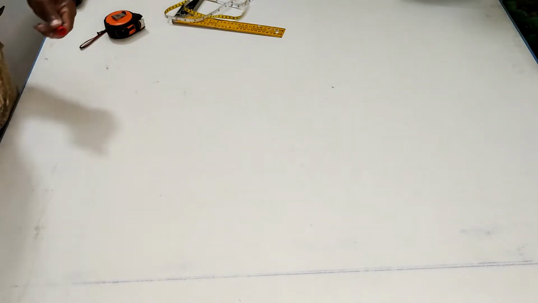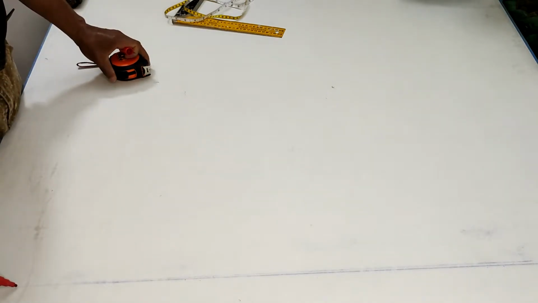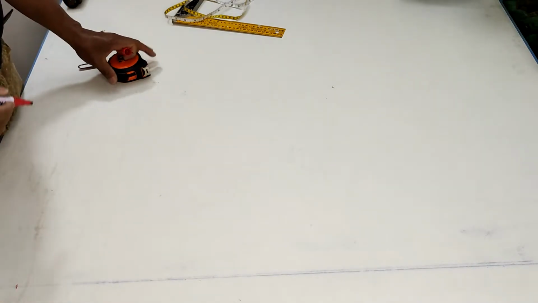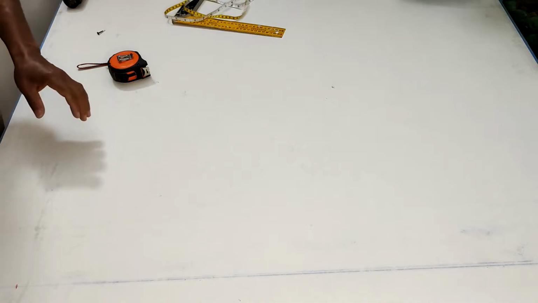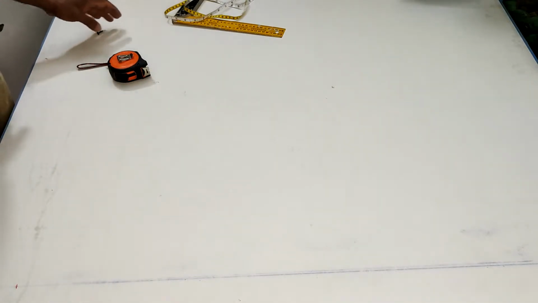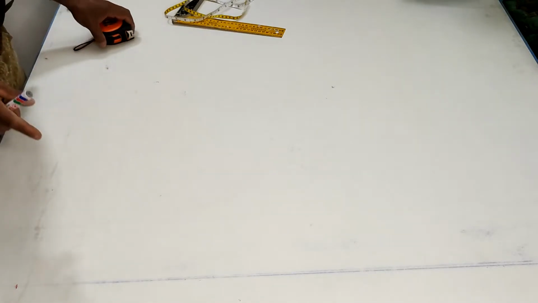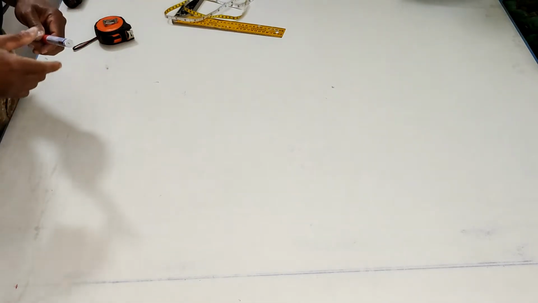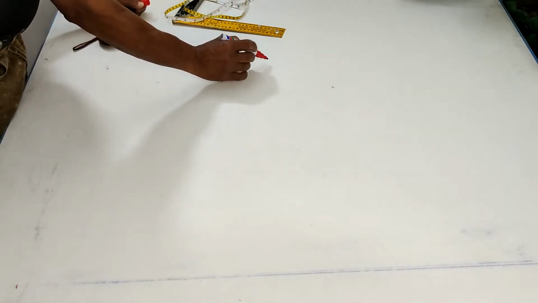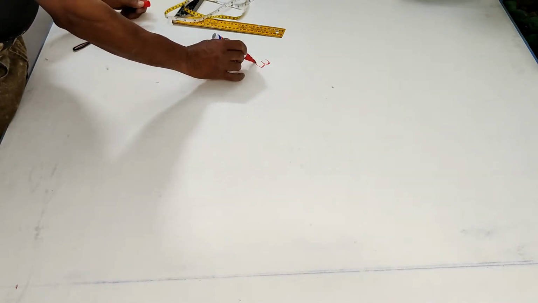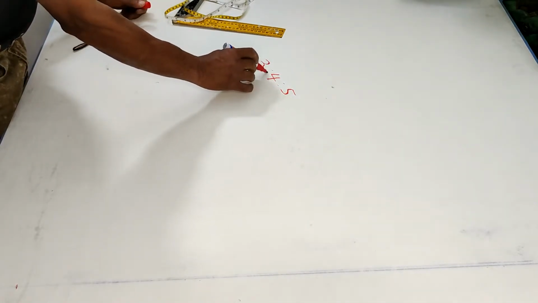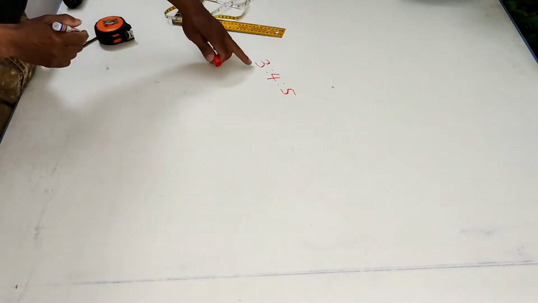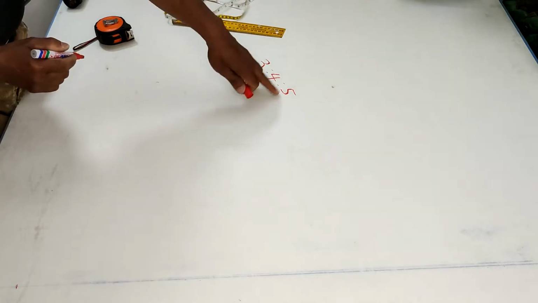And then you're going to make your first point. Like I said, this is my first point. And in the method we are using, we say the 3, 4, 5 method. This is the first side, the second side, the third side.